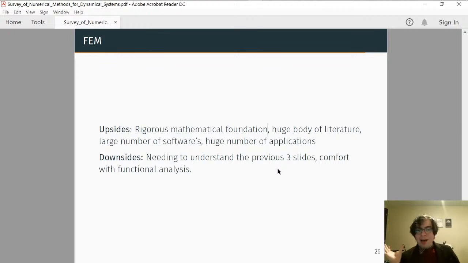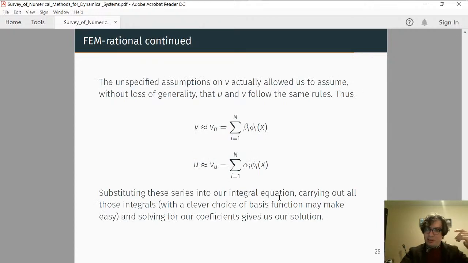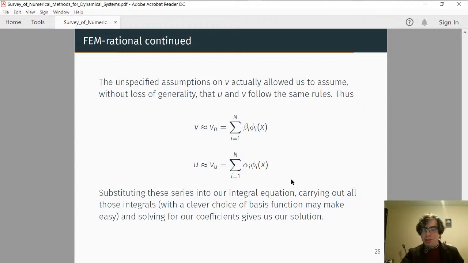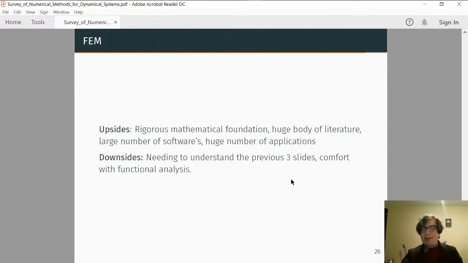All right, so the upsides to using FEM is that it has a rigorous mathematical foundation. Very, very rigorous, a huge body of literature, a huge amount of software supporting it, and a huge number of applications. It's super powerful. The downsides are that in order to understand what you're doing, you need to understand the assumptions you're loading on u and v. You need to understand advanced mathematics. You need comfort with functional analysis.